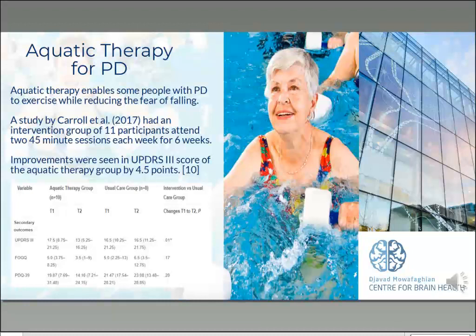Only small improvements were seen in gait variability over time, but the average UPDRS scores dropped following the aquatic therapy intervention from 17.5 to 13 in only 6 weeks, which is great. And there you can see a graph from the study.